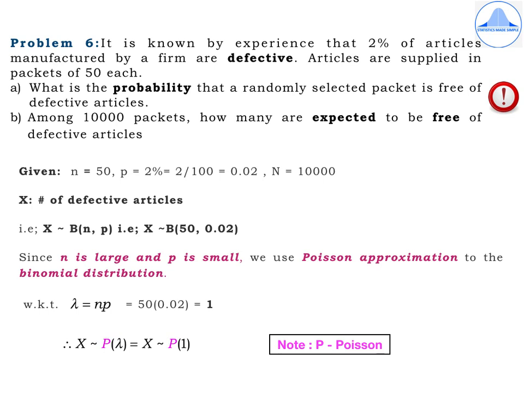Now the third step is we need to find out the parameter lambda for the Poisson distribution. So we'll make use of the third condition. That is, you know that lambda is equal to np. So now you substitute for n and p. You'll get 50 into 0.02 is equal to 1. In other words, you write X follows capital P, where capital P stands for the Poisson distribution. Within brackets you write lambda. That means X follows Poisson with parameter lambda as 1.